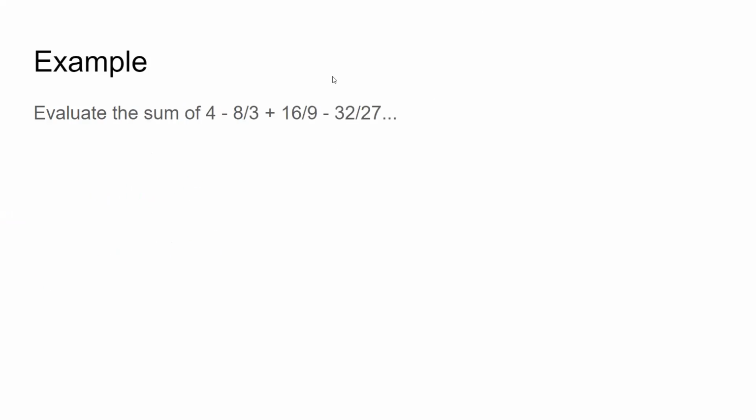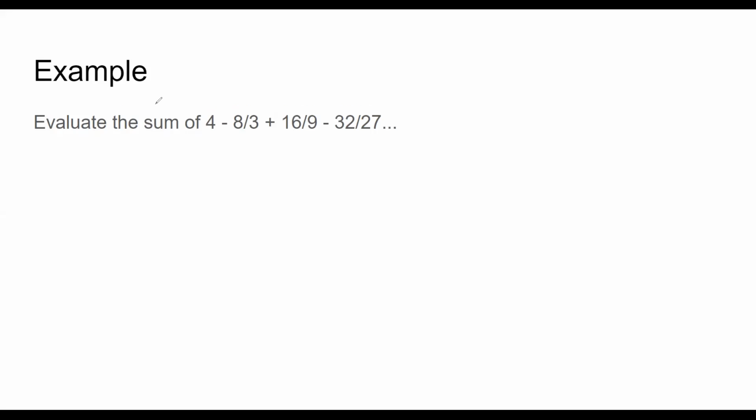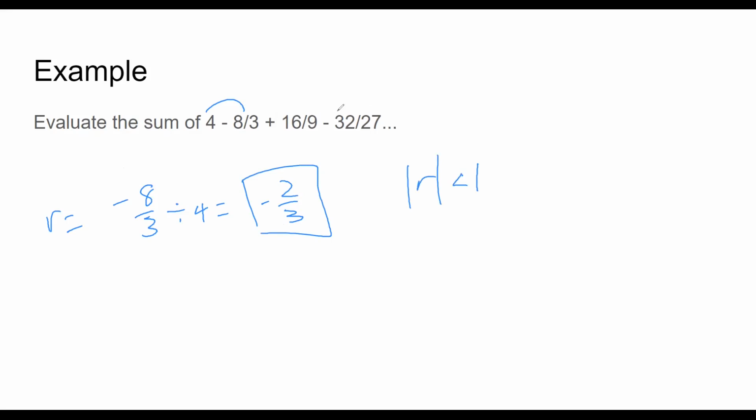So let's look at this infinite geometric series. Evaluate the sum of 4 minus 8/3 plus 16/9 minus and so on. First thing we do is find the ratio. To find the ratio, we can just divide the two terms. So we do negative 8/3 divided by 4. That gives us negative 2/3. And we have to check to make sure that the absolute value of r is less than 1, of course, because it's an infinite series. The absolute value of negative 2/3 is 2/3, and that is indeed less than 1. So we're good to go here.